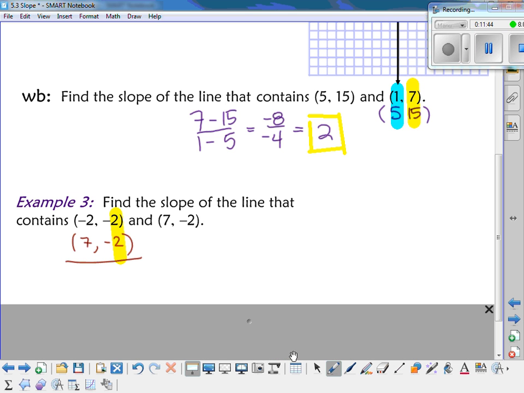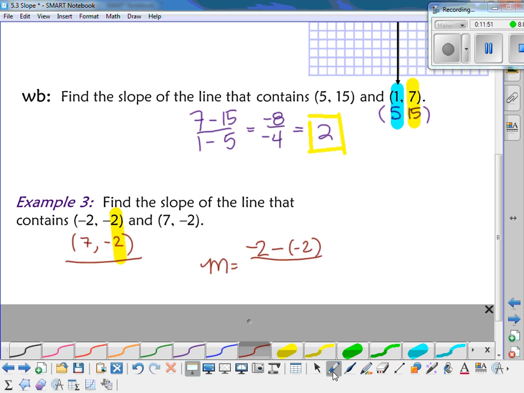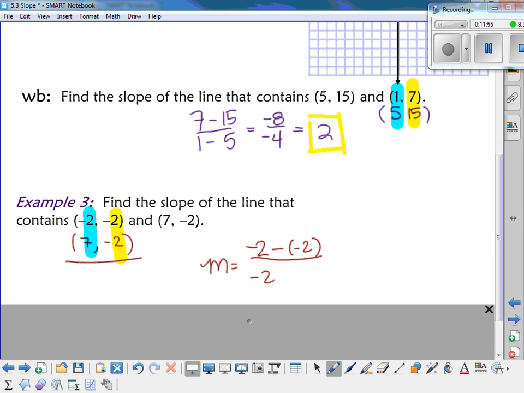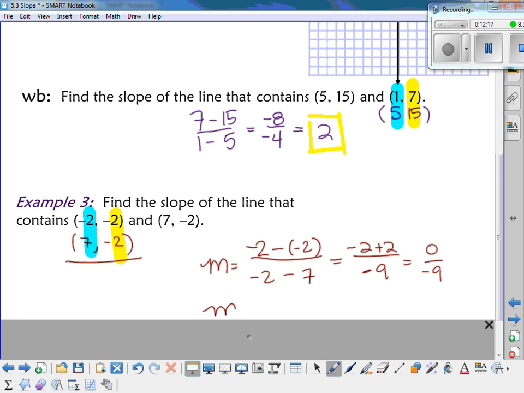I've got my y minus y. So -2 minus -2. And then I have my x minus x. So -2 minus 7. So you want to be real careful with your negative signs or it's going to make the whole problem explode. All right, so that becomes a -2 plus 2 on top, and that's -9 on the bottom. What is -2 plus 2? 0, right? And so that means my slope is 0.